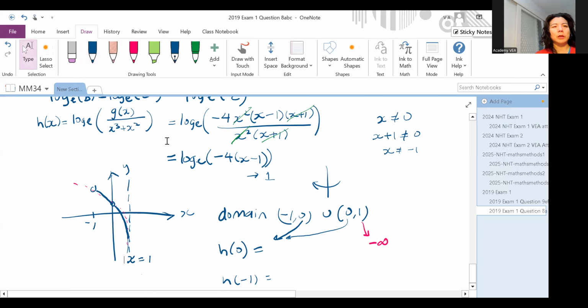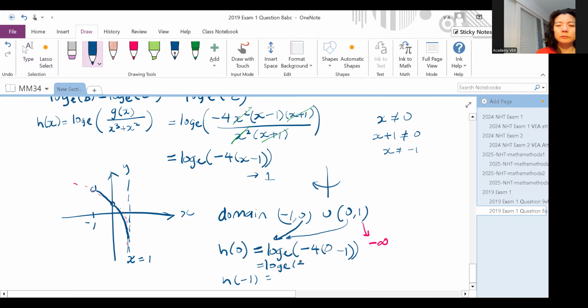So let's plug it into our shortcut function, which works just as well. So h of 0 is, I got too many equal signs. Never mind, we can live with that. h of 0 is when you plug in a 0 there. So you'll have log e of negative 4 times negative 1, so log e of 4. So that means that y value is log e of 4. And the x value would be 0.